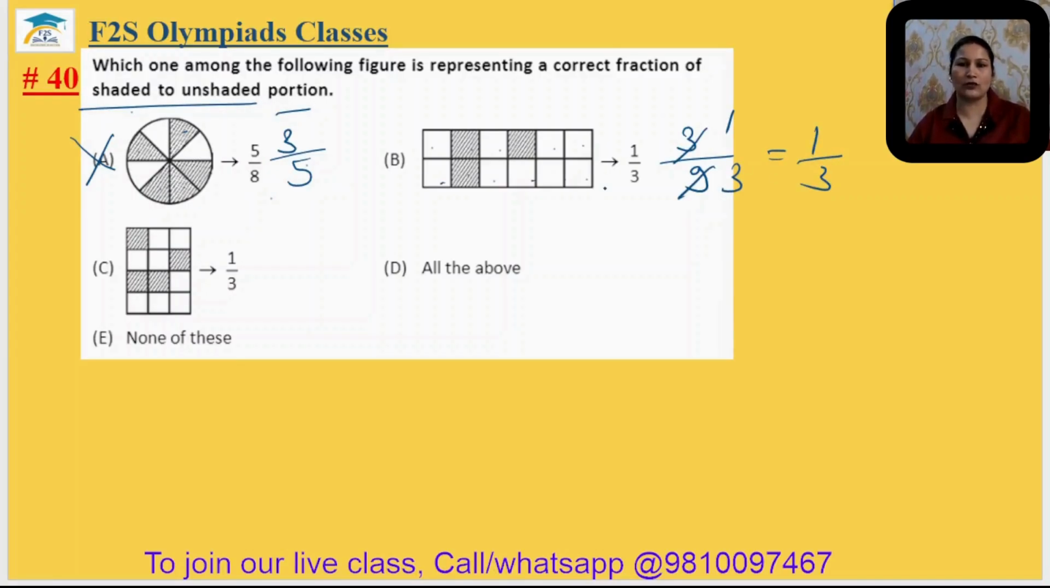After simplification we got the answer. You can check this one also. It will be your 4 upon 1, 2, 3, 4, 5, 6, 7, 8. 4 by 8. So it will be your 1 by 2. Not matching the answer. Okay, so option B is the correct one. 40 answer option B.